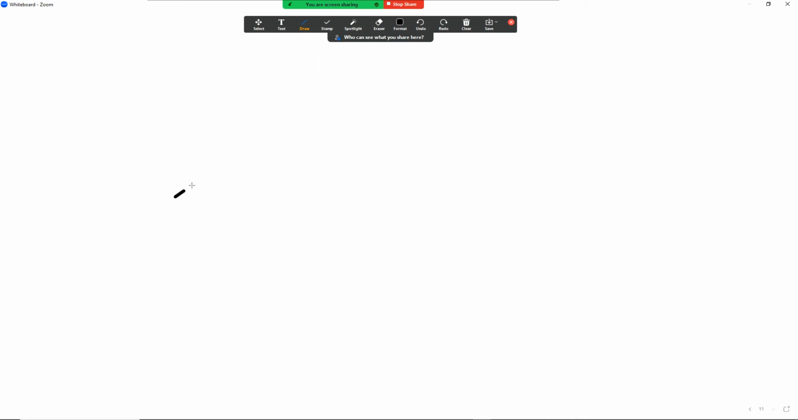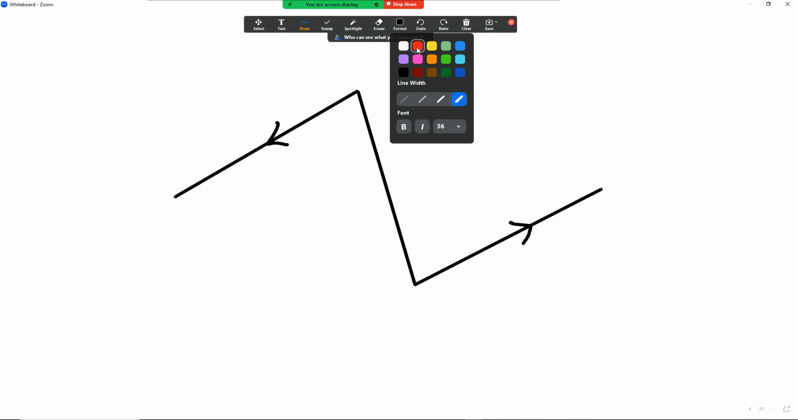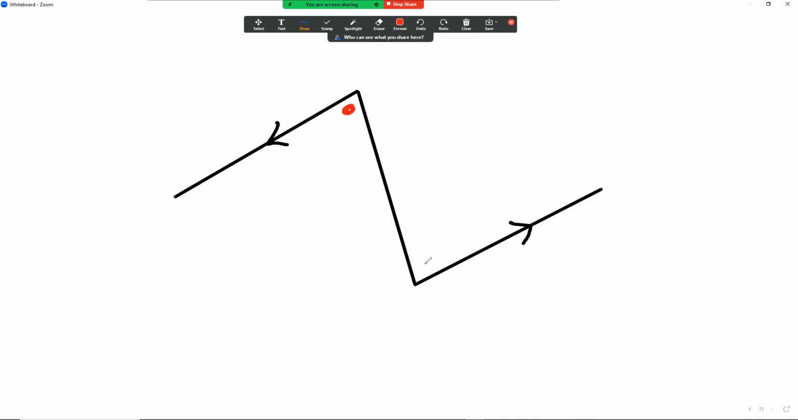Suppose you have some kind of Z shape. This. And these two lines are parallel. The angles on the inside over here, they'll be equal. And these are known as alternate angles.